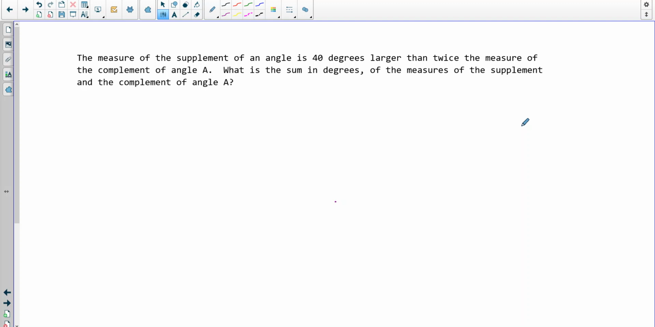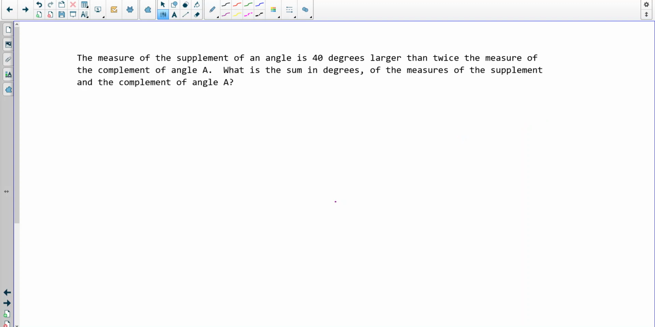Okay, so in this video, I'm going to be talking about some of those complement and supplement angles word problems that can be a little bit messy, but once you get the hang of them, they're not too bad. So hopefully this example will help clear up some of this for you. The first thing we want to do is read through the problem at least one time to get a feel for what it's asking you for.